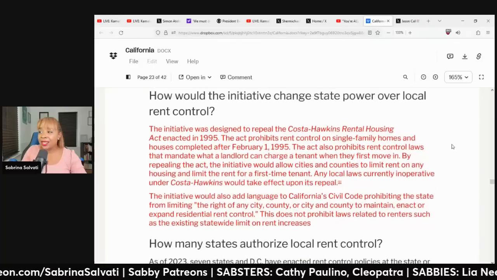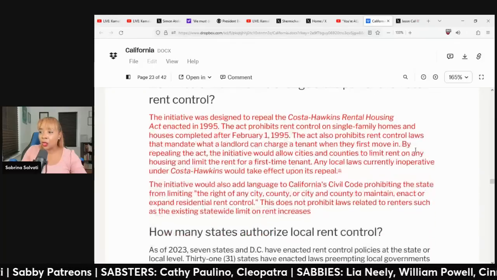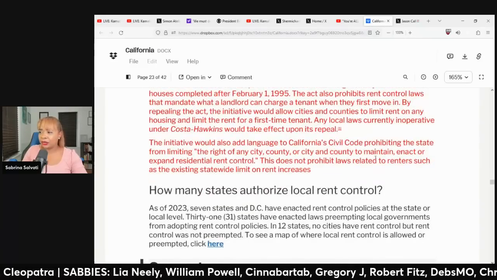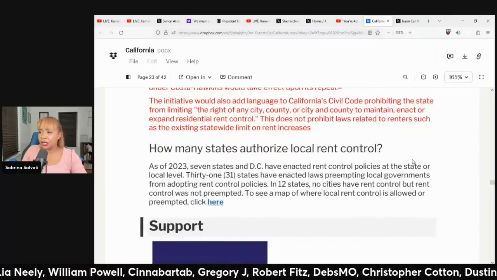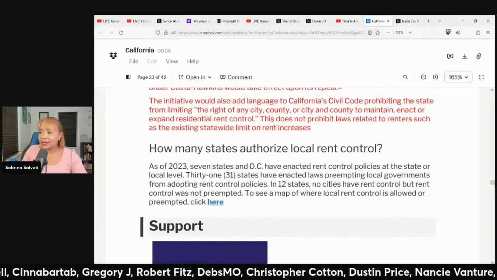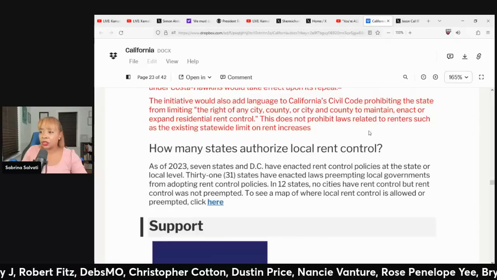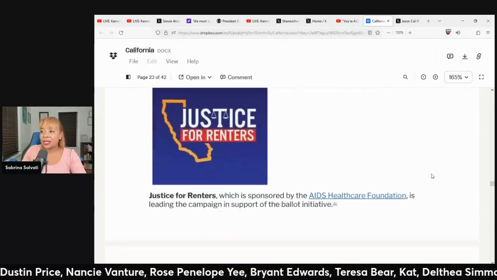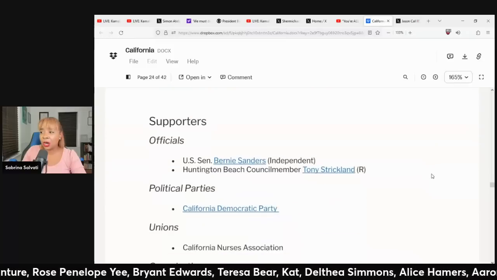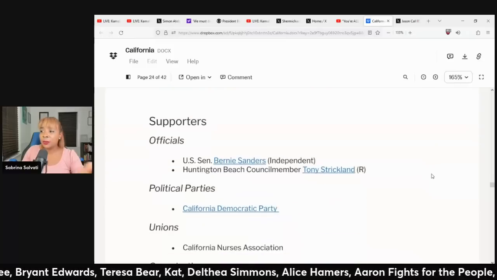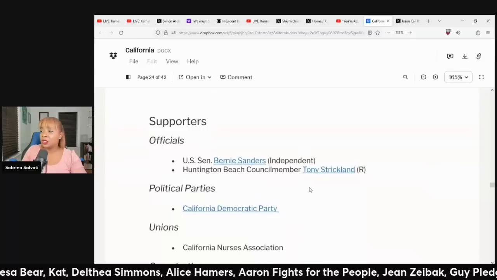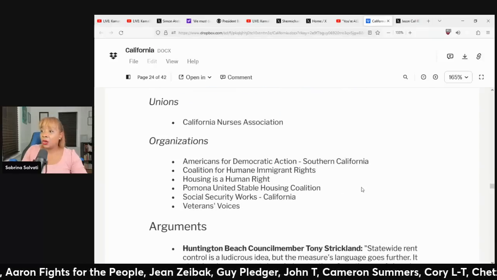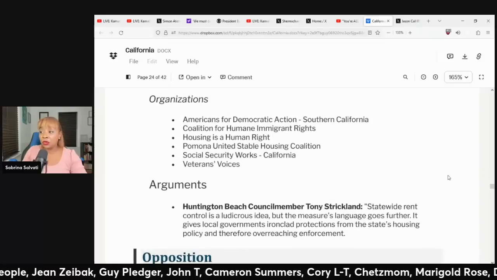Interesting. So how would this change state power over local rent control? We already covered this here. This is like a repeat. I don't know why they repeat this sometimes, but they do. But it does say here that this does not prohibit laws related to renters, such as the existing statewide limit on rent increases. So this is going to be on the ballot this November for California. And who supported this? Bernie Sanders, Tony Strickland, California Democratic Party, the Nurses Association. One of the organizations is Housing Is a Human Right.